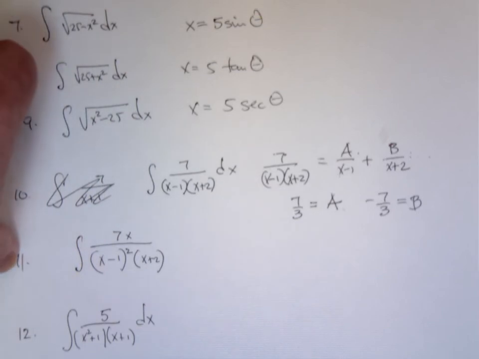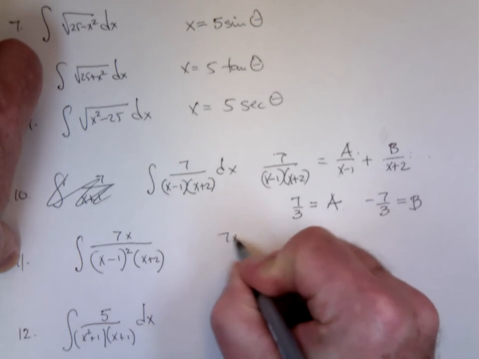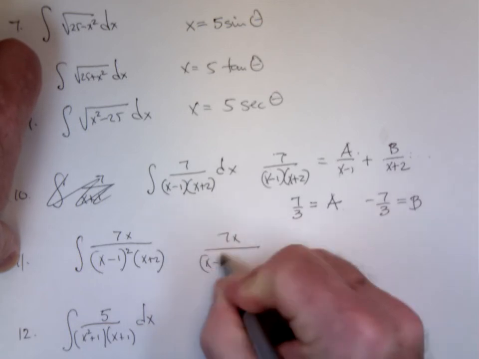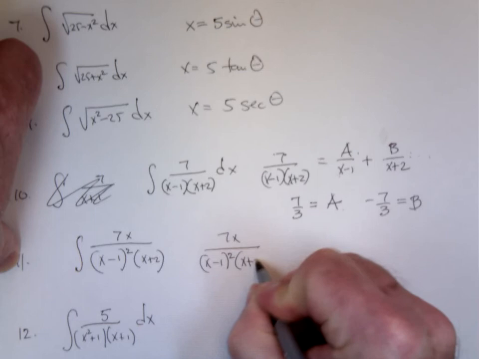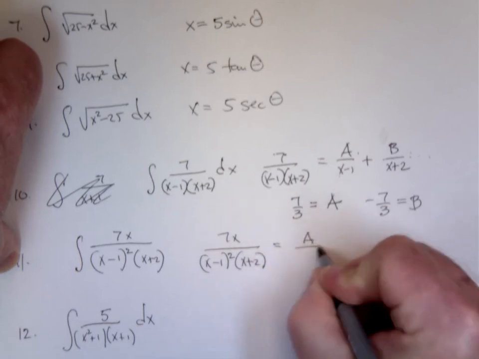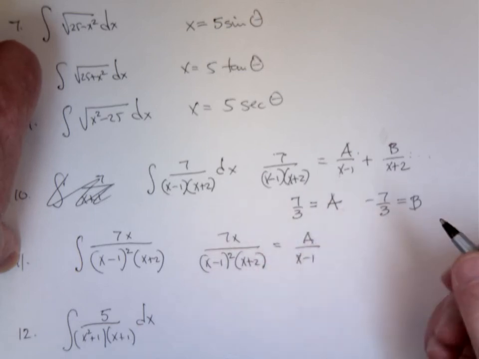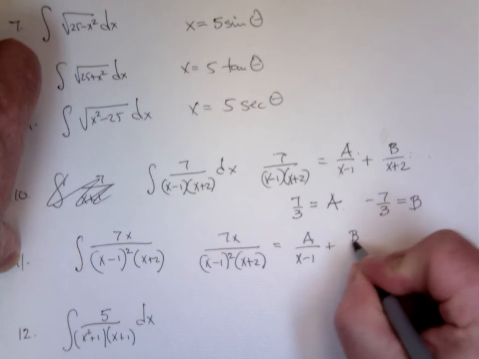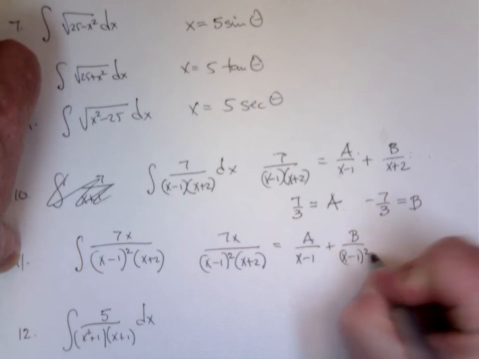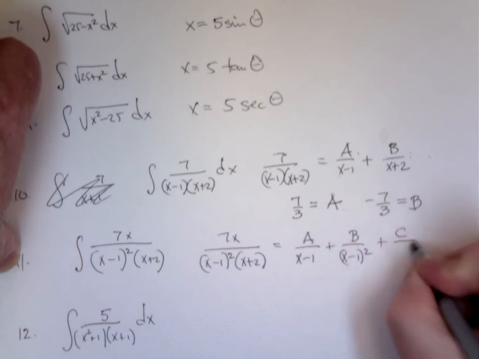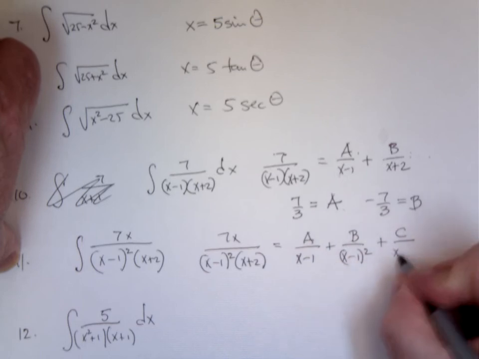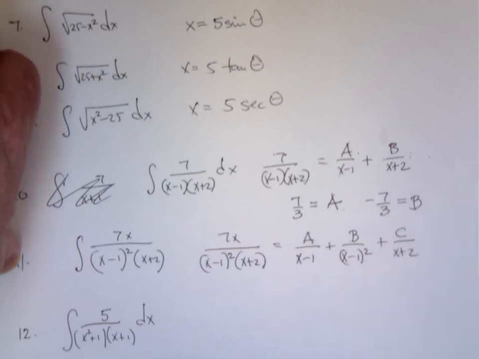Number 11. A little bit different. We have a repeated linear factor. And that means we're going to have to account for the possibility of an x minus 1 and an x minus 1 squared. We need to have both of these included to generate all the possible combinations. I put A over x minus 1 squared. Is that okay? You can do that. That's okay.